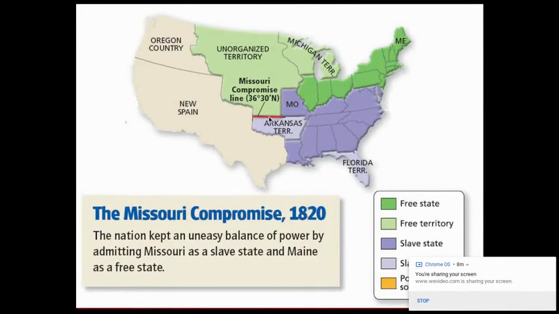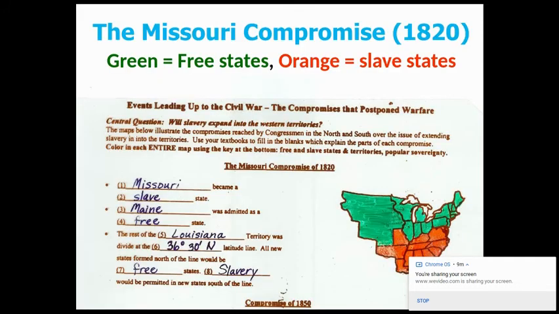And they say this is that 36° 30-minute north line. They say that north of the line is going to be free. This is all unorganized territory, but someday if they decide to be coming into the Union as a state, they would be free. And then south of the line, they could have slavery. That was their plan to avoid any future conflicts.